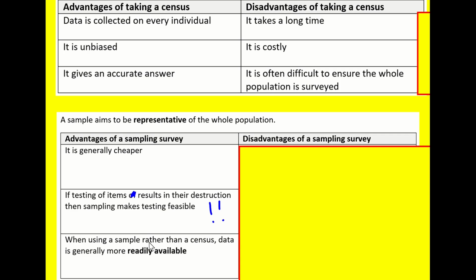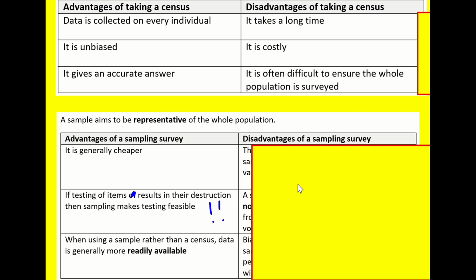That kind of depends, I think. It depends on what type of sampling you're doing, to be fair, but it is going to be easier to get to a smaller number of people than a larger number of people. I think that's what it's getting at.